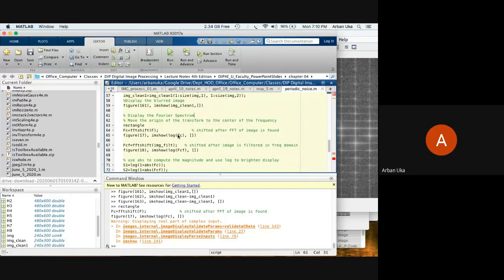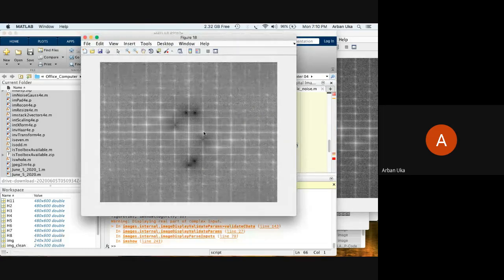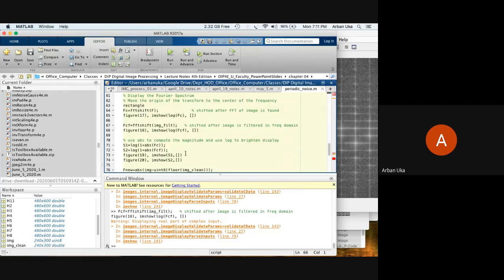But then this F is shifted after we filter it in the frequency domain. So let's see, evaluate selection, figure 18. So figure 18, this is what it is going to look like. So we have zeroed out some terms. But again, I see that there are some mistakes here, not mistakes, but why do we see these black spots here? Use absolute value to compute the magnitude and use the log to brighten the display. Okay.